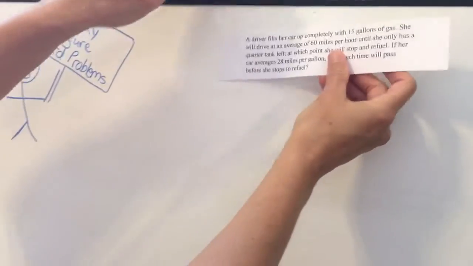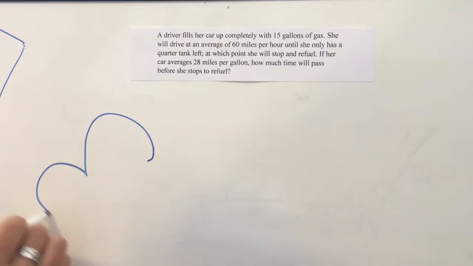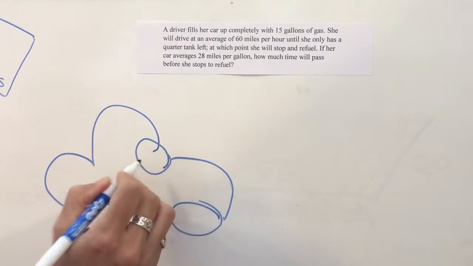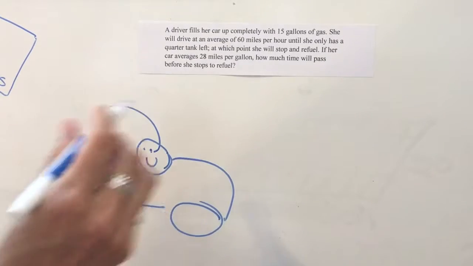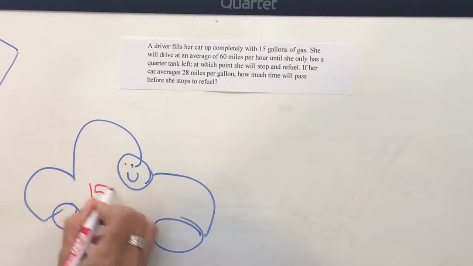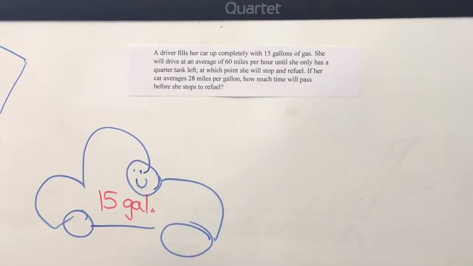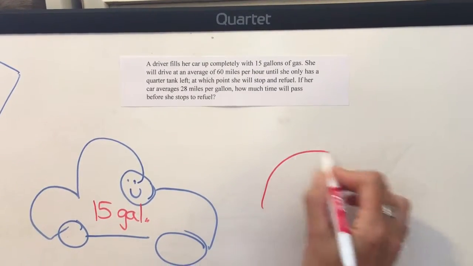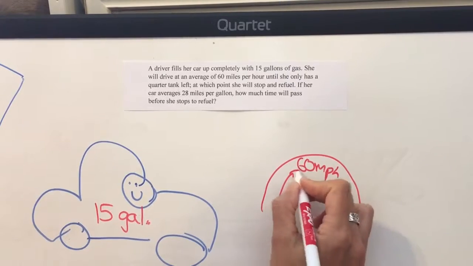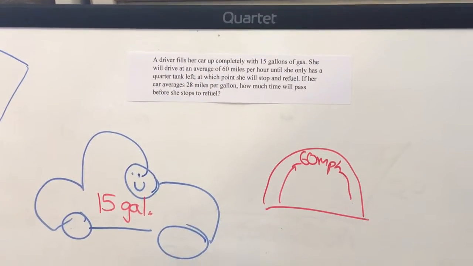This time, we have a woman with a car. So I like to start by drawing the car. Now this person fills up her car with 15 gallons of gas. And she's going to drive 60 miles per hour. So if we have our little speedometer, 60 miles per hour, until she only has a quarter tank left.